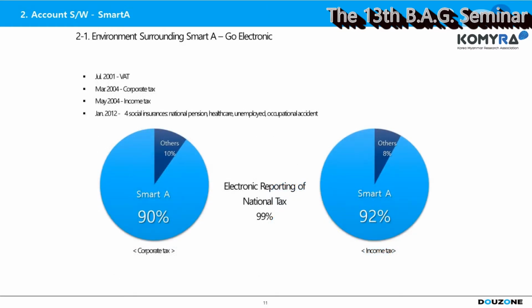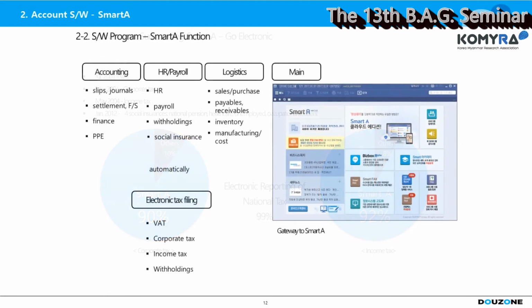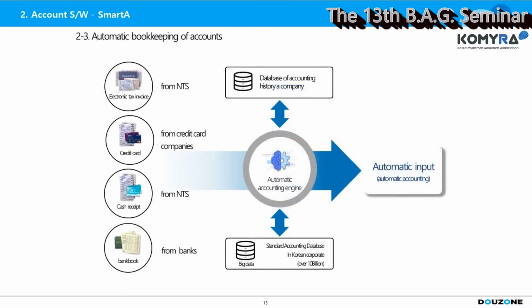As shown on the screen, Korea started the electronic system for the national tax system, starting in 2001. At this time, the bookkeeping solution used by 90% of companies in Korea was Douzone Smart A. Smart A has provided many functions like accounting, HR, logistics, and electronic tax filing. Especially, we provided automatic bookkeeping of accounts.